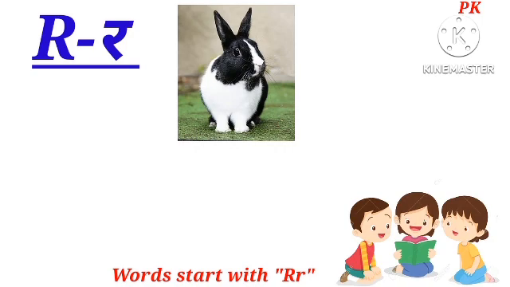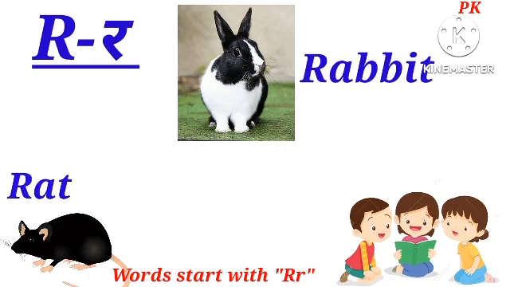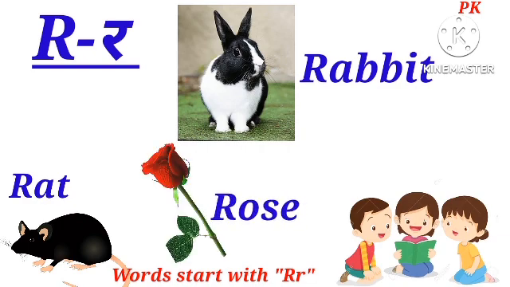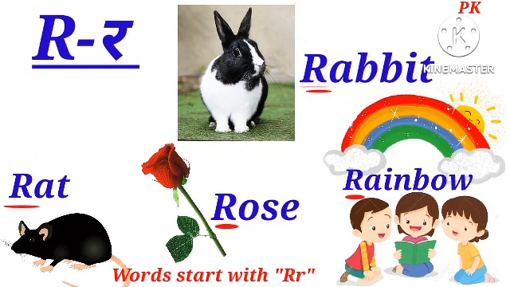R, it sounds R. R rabbit, R rat, R rose, and R rainbow. So here, what is the starting letter? R, and it sounds R. So R says R.